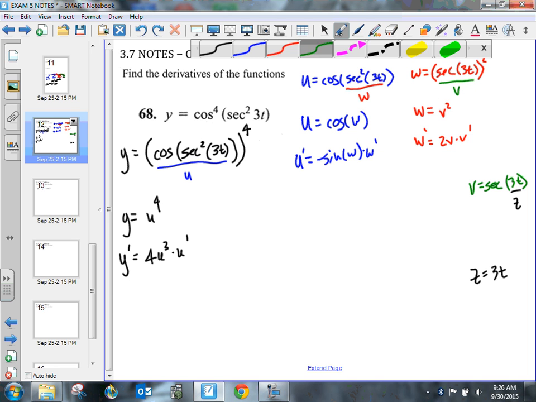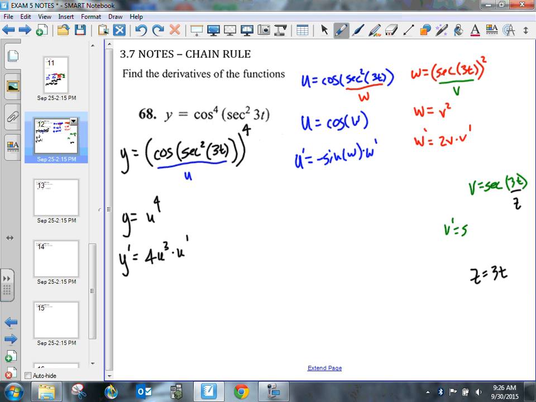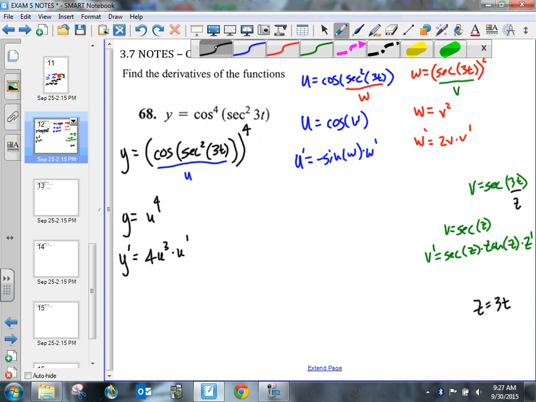Now I need to figure out what V prime is. Wait, hold on. Not V prime, just V. V is equal to secant of Z. So then V prime is going to equal secant of Z times tangent of Z times Z prime. Well, Z prime is just 3. So Z prime is just equal to 3.